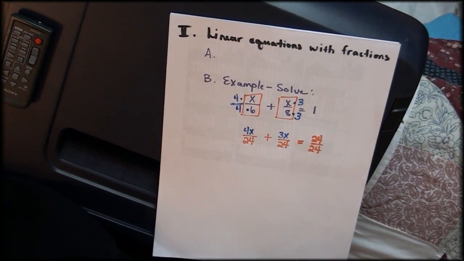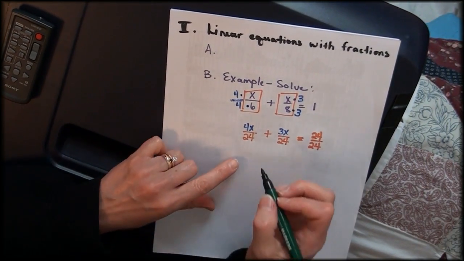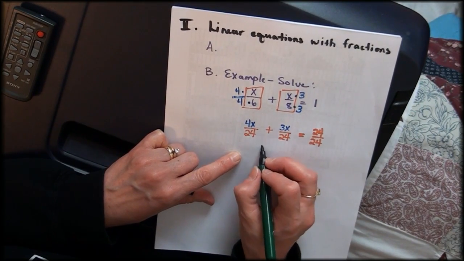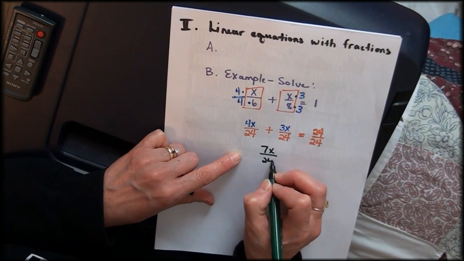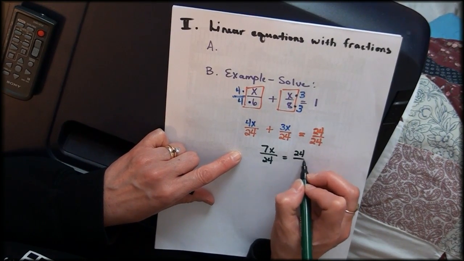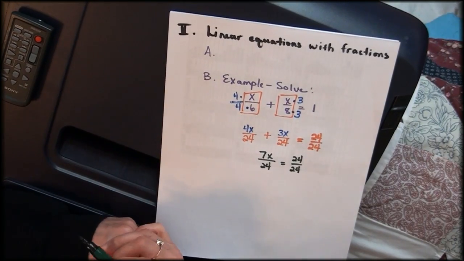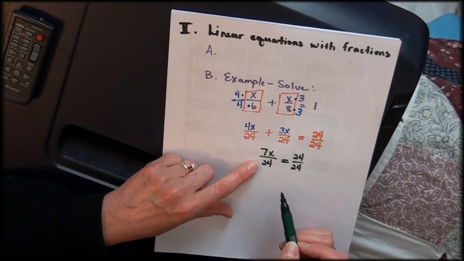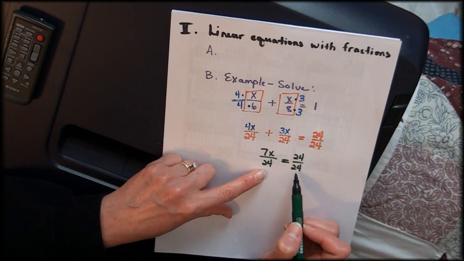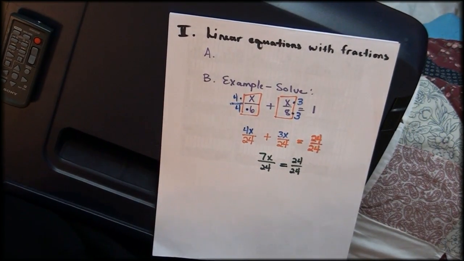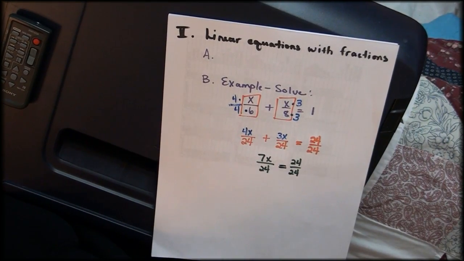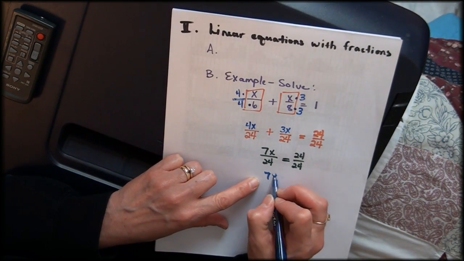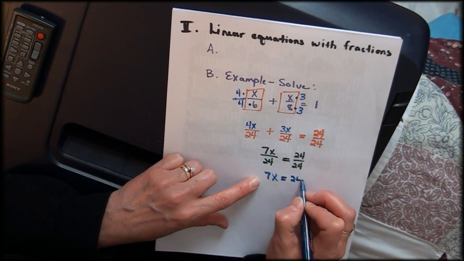Well, the beauty is, now that I've got those common denominators, I can actually add up those numerators and keep the denominators. So a 4x plus a 3x will give me a 7x. Keep that denominator of 24. Well, the interesting thing is, now I have these two fractions that I'm saying are equal to each other, and the denominators are the same. So if these two fractions are the same and the denominators are the same, well then that must mean that the numerators have to be the same. So that must mean that this 7x has to be this 24.